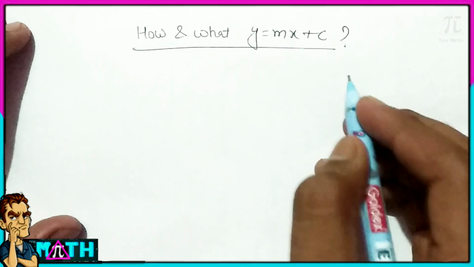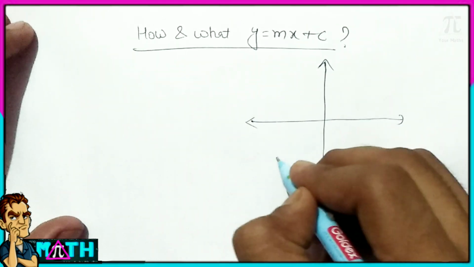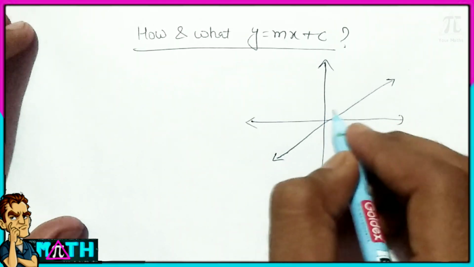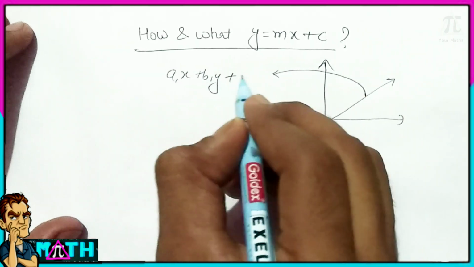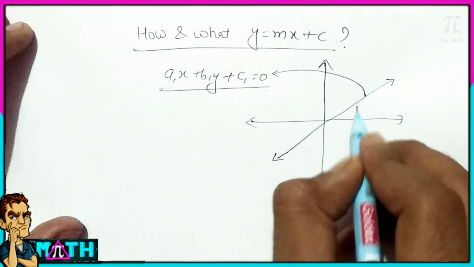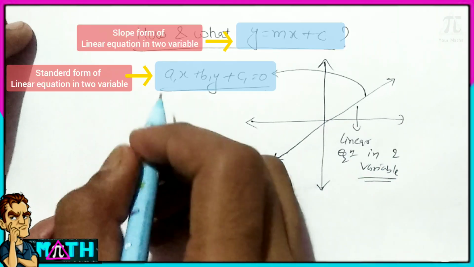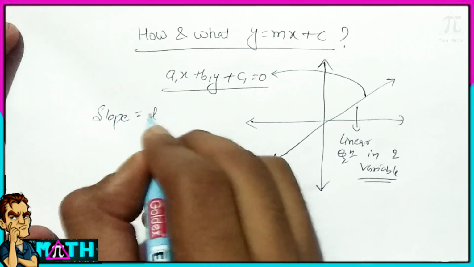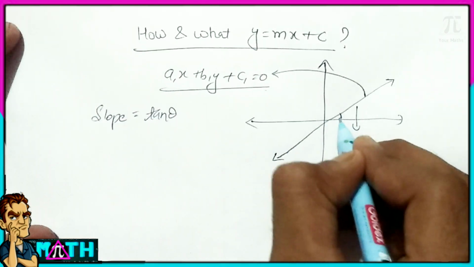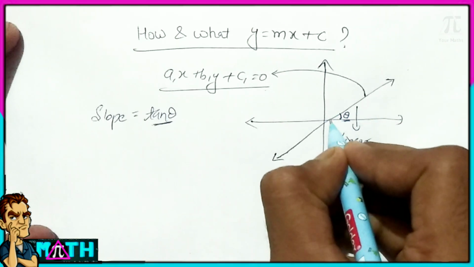Now let us discuss what the slope form of a linear equation in two variables is. Let me draw a graph and a line which is the representation of a linear equation in two variables. So this is the standard form of writing a linear equation in two variables. Now let's discuss the slope concept.